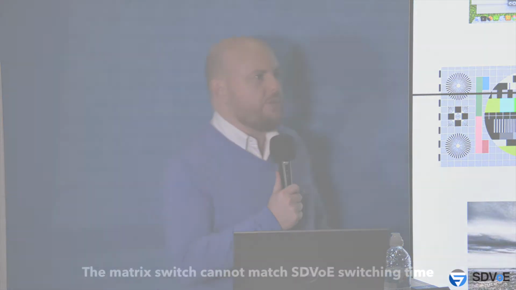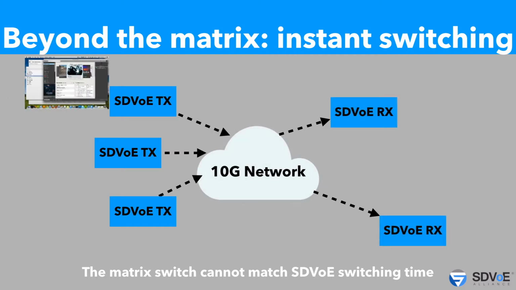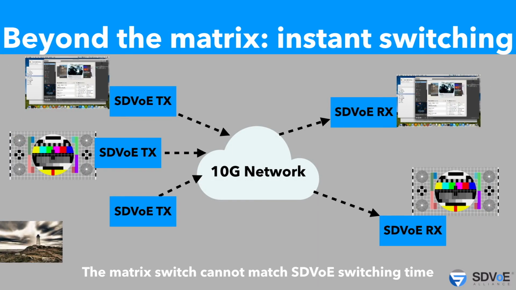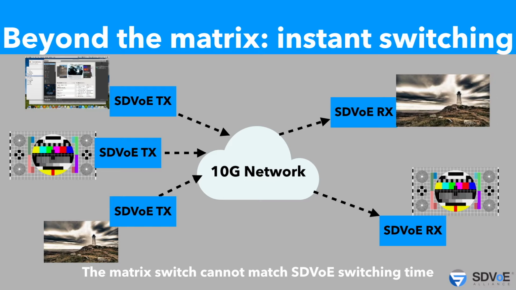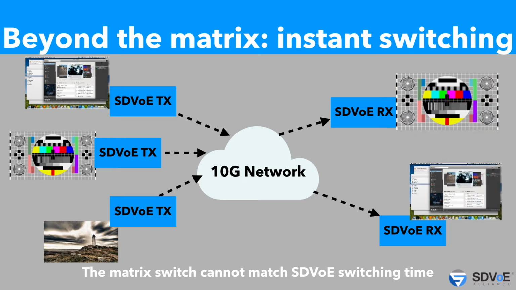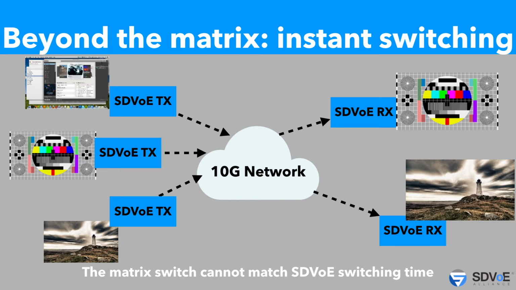But we don't just match the matrix switch. We can also do things with SDVoE that the matrix switch cannot do. That includes our fast switching capability. Right? A matrix switch at its core has to change the timing from one source's timing to a different source's timing, and that interrupts the signal to the display. Now, this causes the display to resync. It takes time to switch.